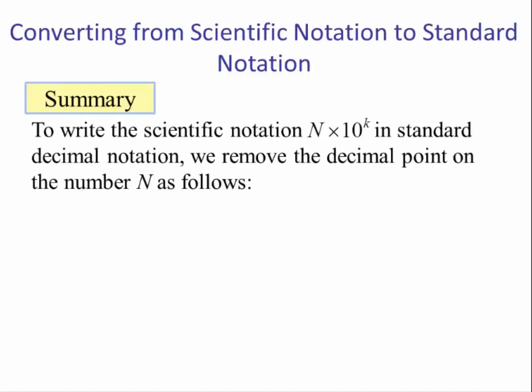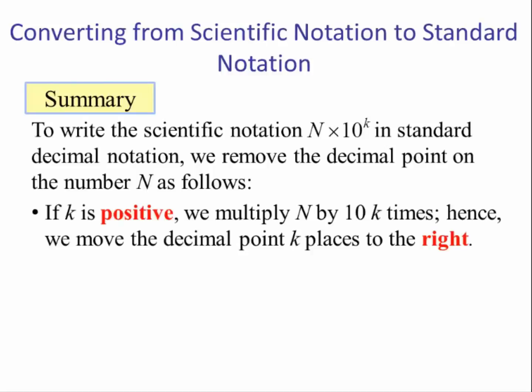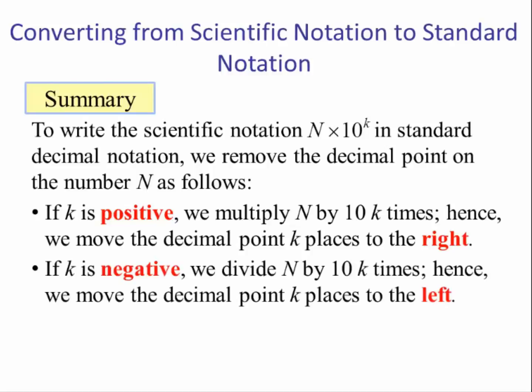So from converting scientific notation to standard notation, we write the scientific notation n times 10 to the k in standard decimal notation. We remove the decimal point on the number n as follows. If k is positive, we multiply n by 10 k times, or we simply move the decimal point k places to the right. If k is negative, we divide n by 10 k times, or we simply move the decimal point k places to the left.